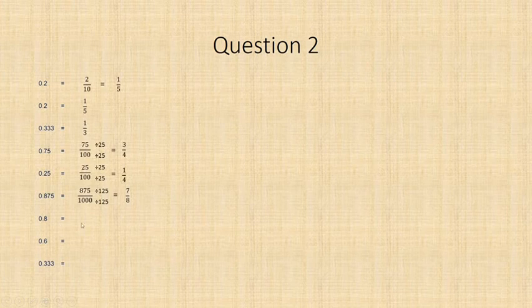Okay, 0.8. It's 8 over 10. And I see here that both numbers are even numbers, so I can divide by 2 up and down, so it's going to be equal to 4 over 5.